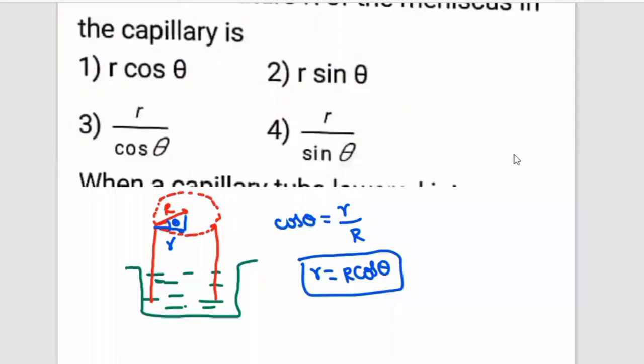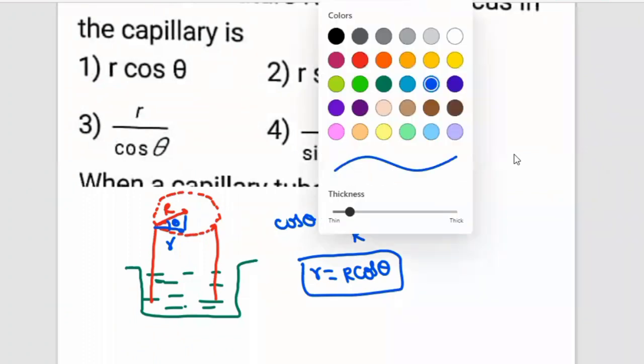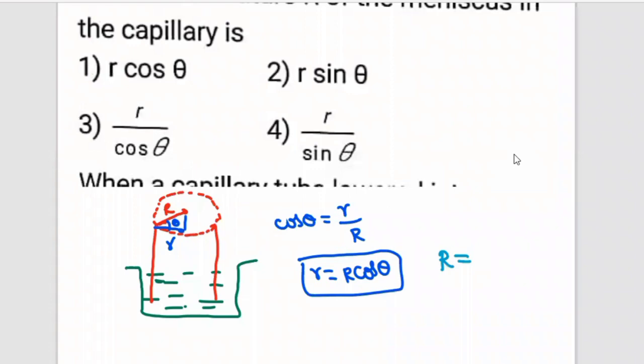In this problem, they're asking for capital R. Capital R is equal to small r divided by cos theta. Here R is the radius of the meniscus. This small r is the radius of the capillary tube. So option 3 is correct.